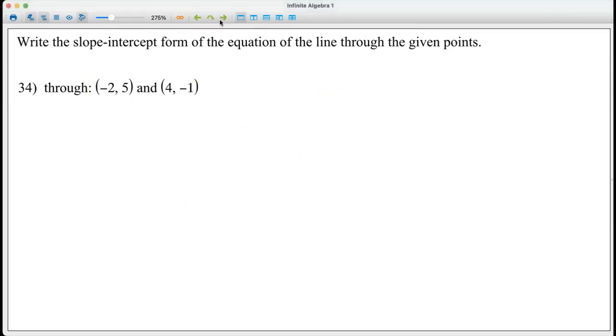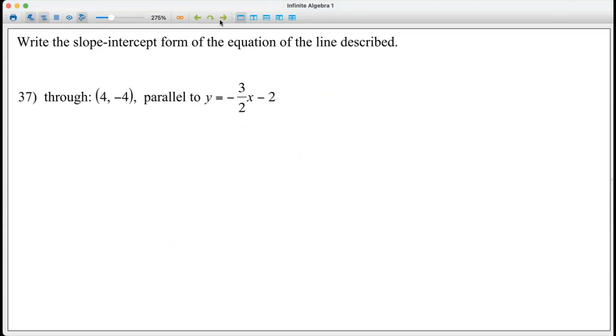Okay, so we did that a couple nights ago for homework. I gave you plenty of practice here. Just remember, if it's a vertical line, you're going to get a slope of something over 0, so it would be undefined. So the answer would be x is equal to a number. And if it's a horizontal line, you're going to get a slope of 0, so it would be y is equal to a number. So here is last night's homework.